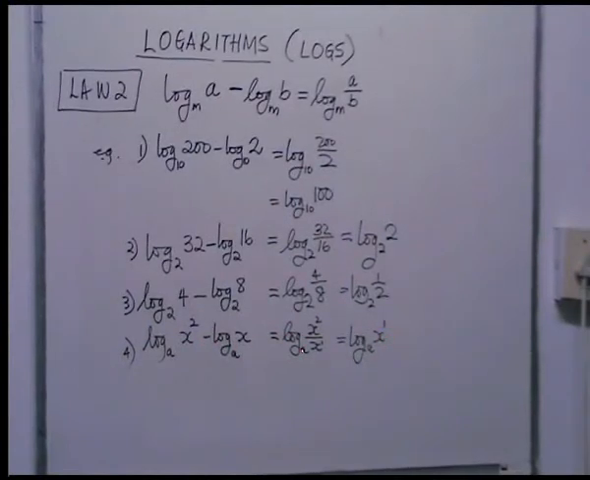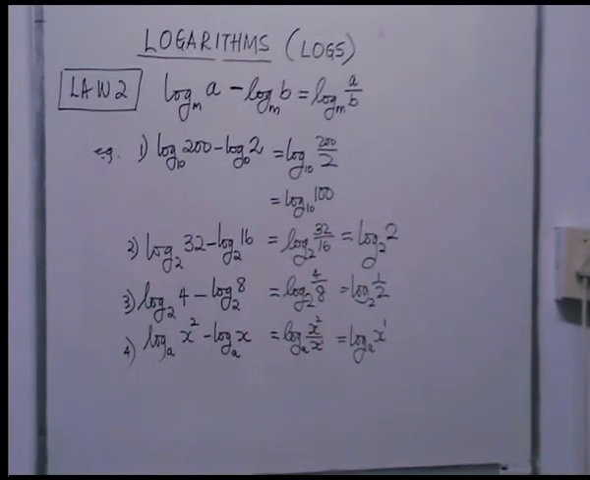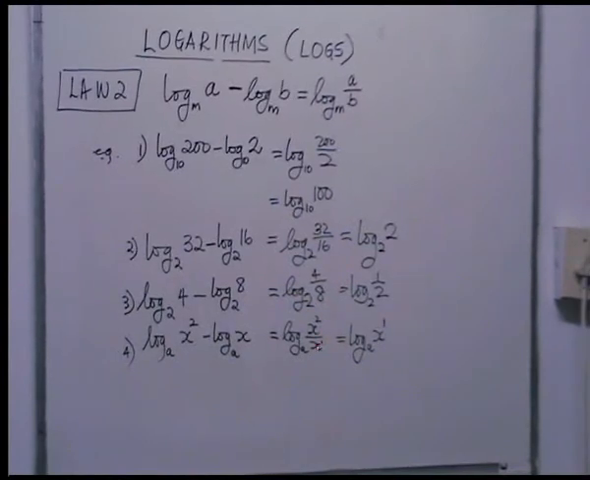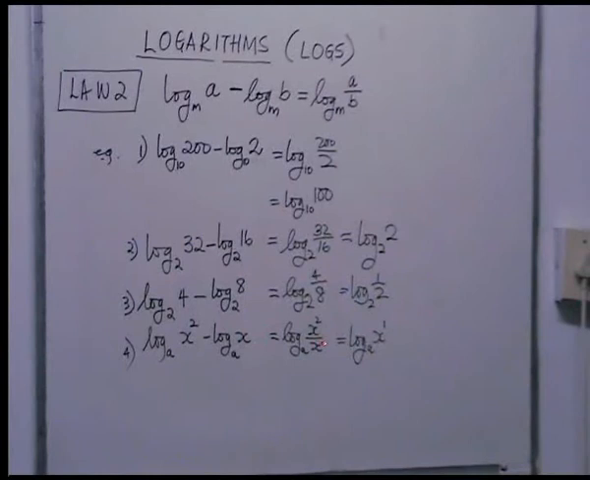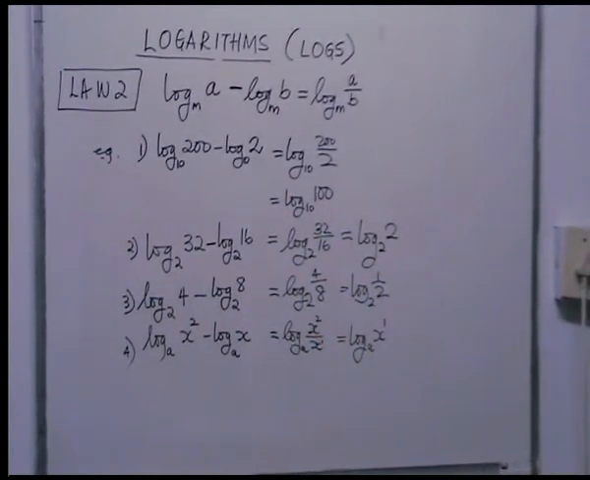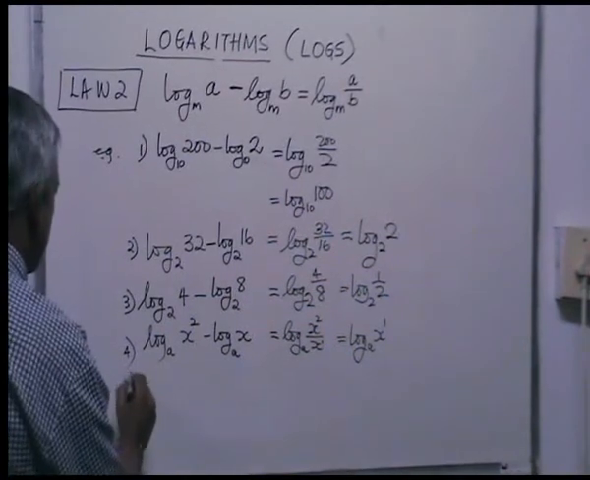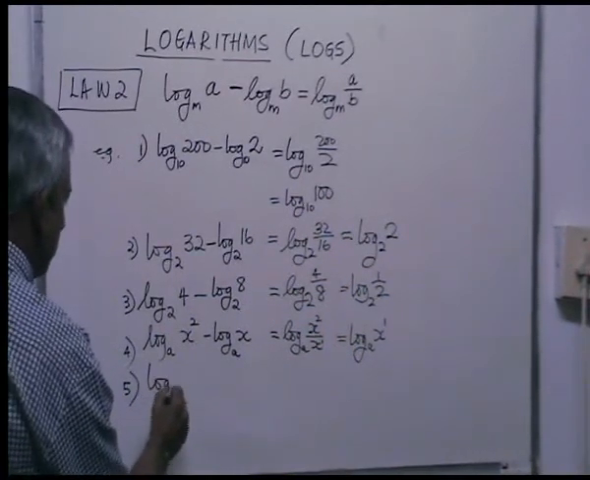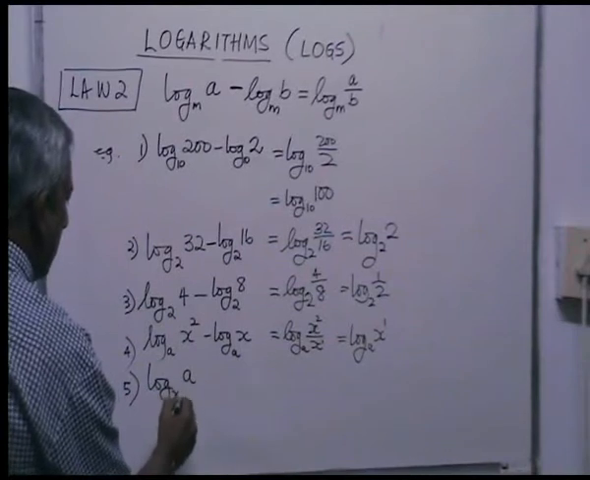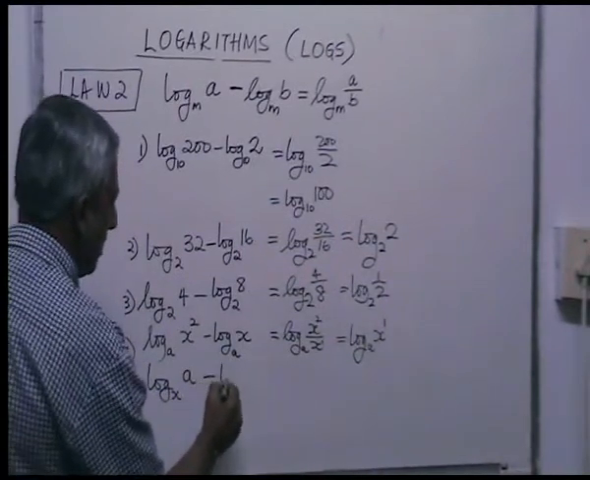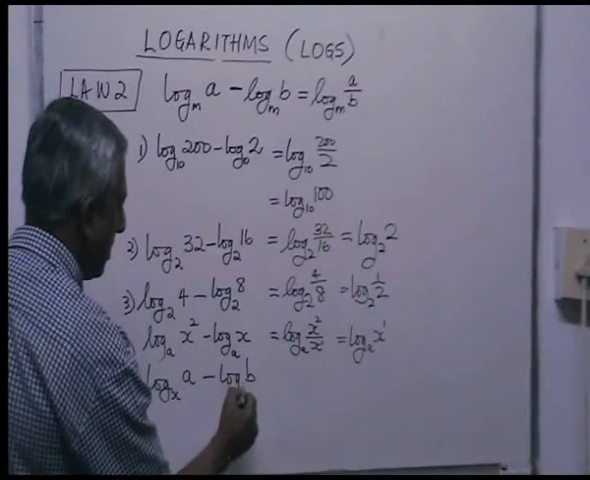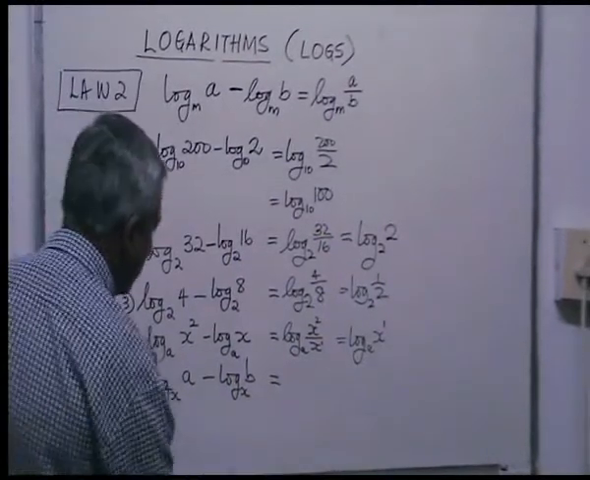Right? Remember, the first becomes the numerator, the second becomes the denominator. Now, in case you're wondering where this 1 came from, because there's no 1 here, well, that 1 is always understood, you see. Right, let's do another example. Number 5. Log of a to the base x minus log of b to the base x is equal to.